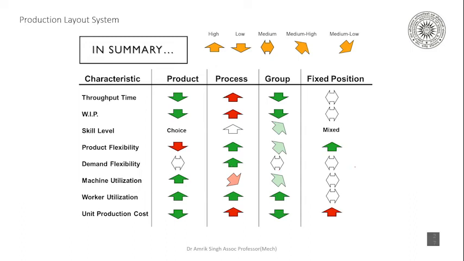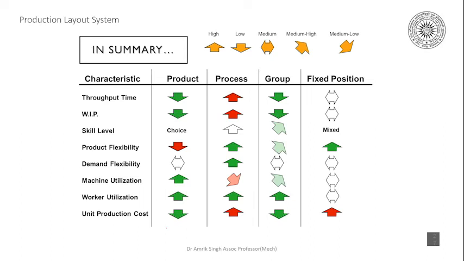It is group, and it is again medium. Machine utilization. So you see in the product line type it is very high. It is, you can say, medium to low. It is medium to high, and it is medium. Utilization of workers, in this it is very high. In this it is very high. So in this it is very high, and it is medium.